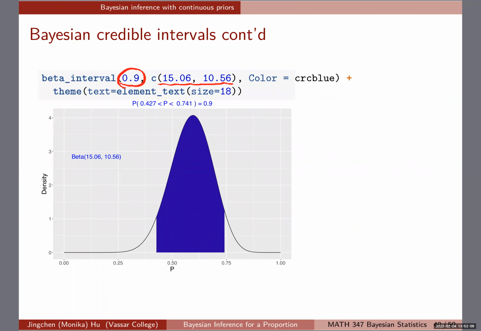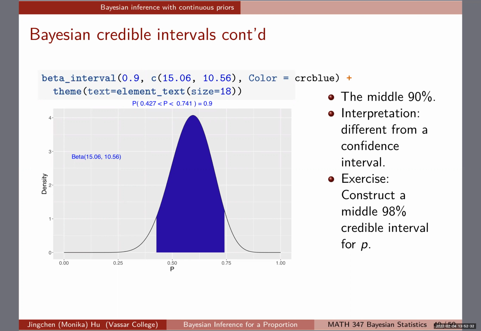Once again, that will give you a printout of what the lower bound and upper bound are, as well as a graph. Okay, so this is the 90%. The 90% of the posterior probability is between 0.427 and 0.741. So that's how you can usually interpret the results.